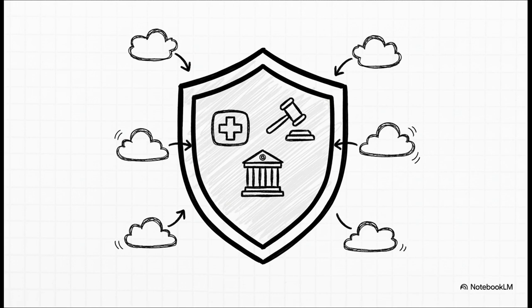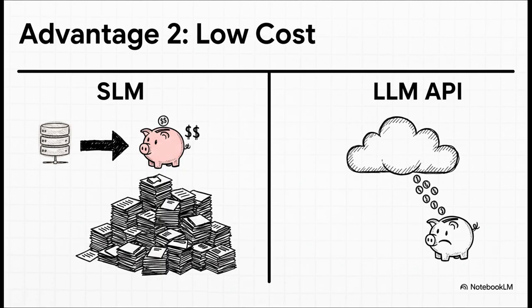First, and this one is absolutely huge for so many companies, data privacy. Because SLMs are so small, you can run them on your own servers, on-premise, or even on a single laptop. This means your sensitive data never ever has to leave your control and be sent to some third-party API. For anyone in healthcare, finance, or law, this isn't just a nice-to-have, it's a non-starter. This changes everything.